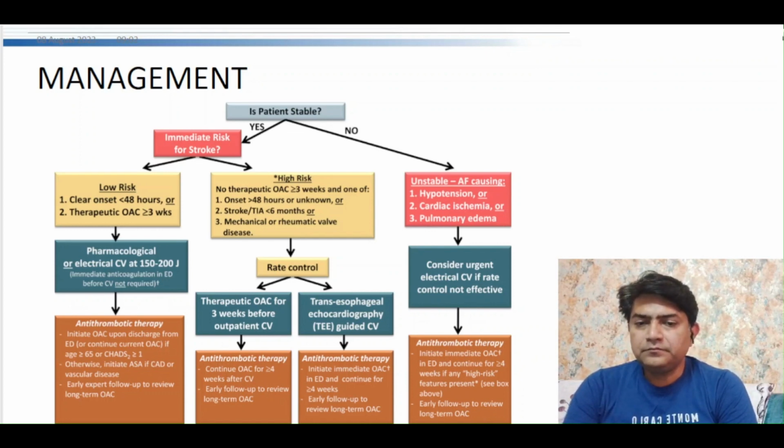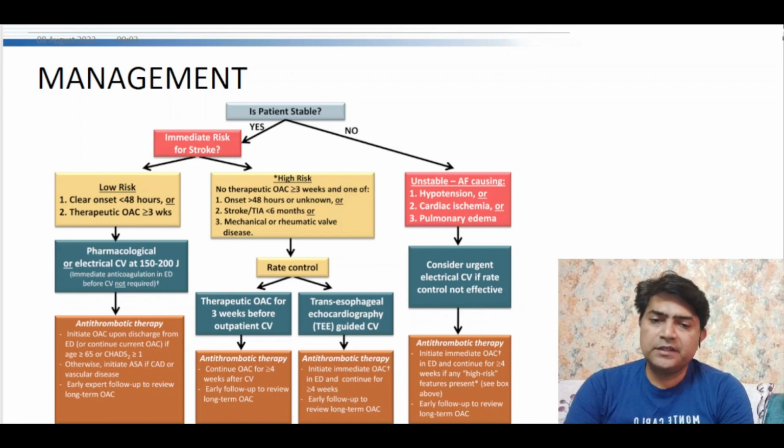Then the risk of thrombus formation in the left atrial appendage is there. So based on these clinical features, the management is decided. Management broadly depends on whether it is acute atrial fibrillation or chronic atrial fibrillation. Acute atrial fibrillation is of less than 48 hours. Chronic is atrial fibrillation greater than 48 hours.